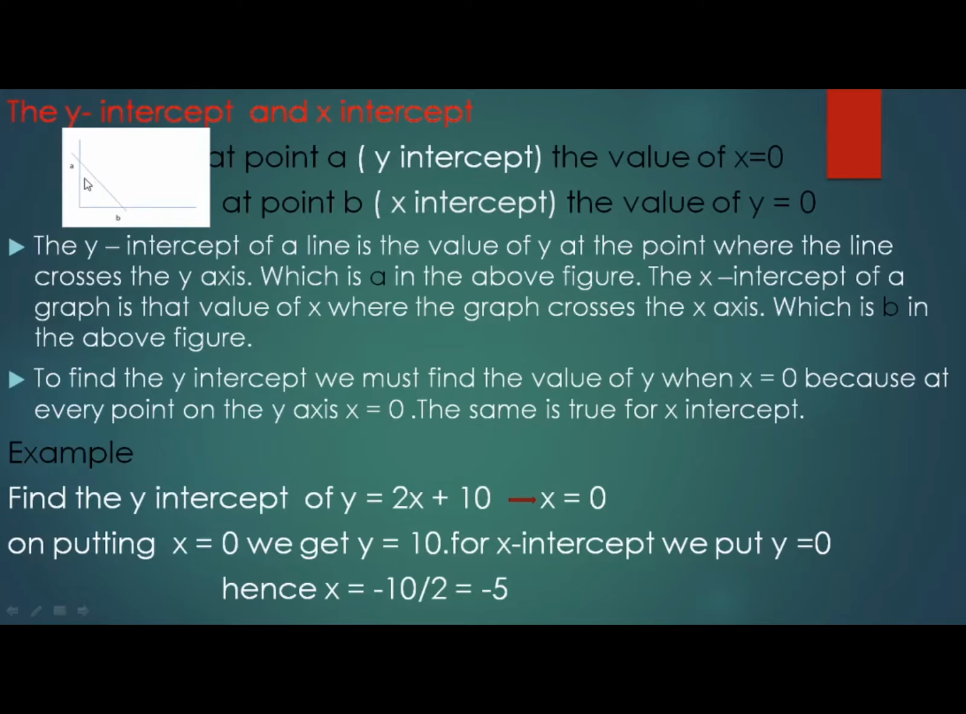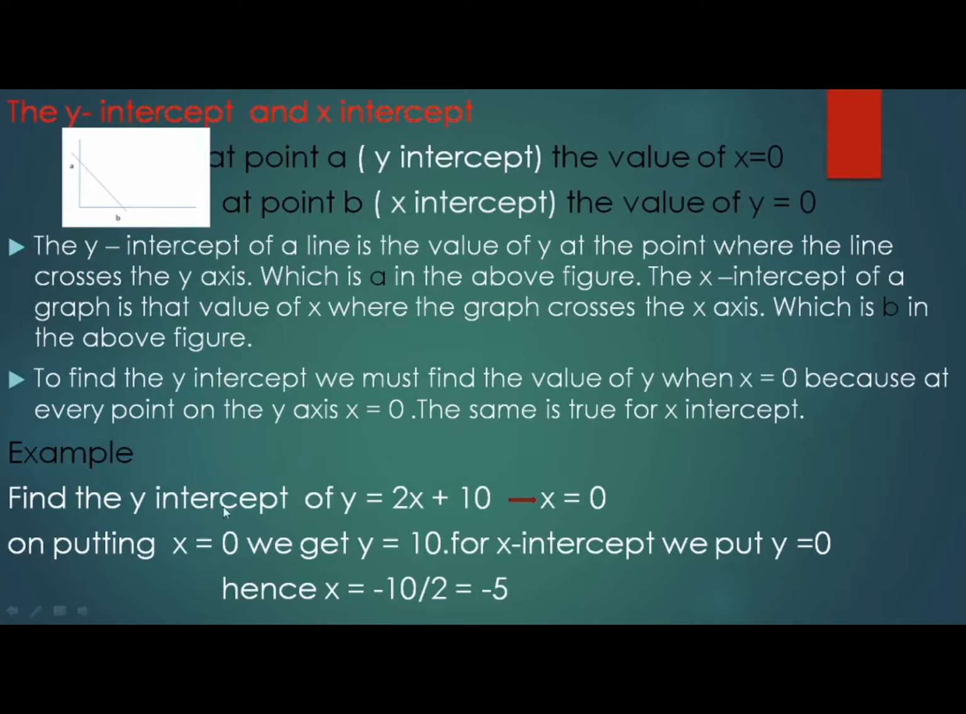And therefore, at the y-intercept, x is 0. And at the x-intercept, y is 0. That is what you need to know. After understanding all that, you are able now to find the x and the y-intercepts.